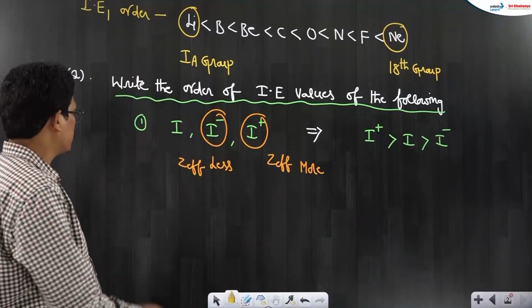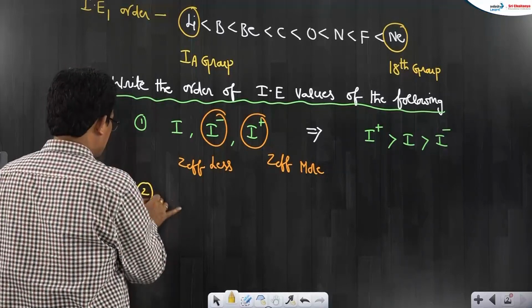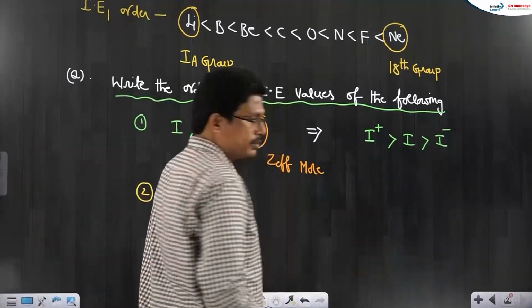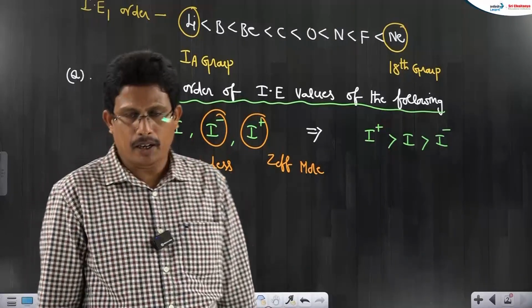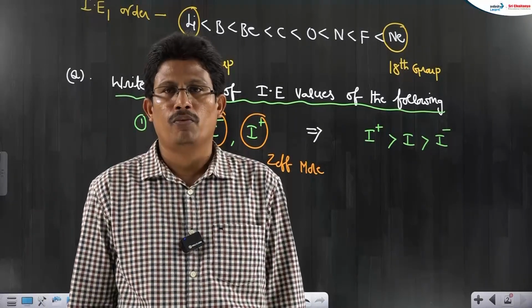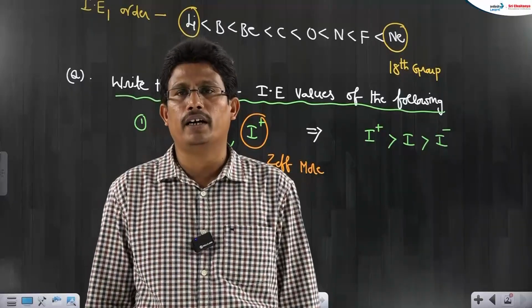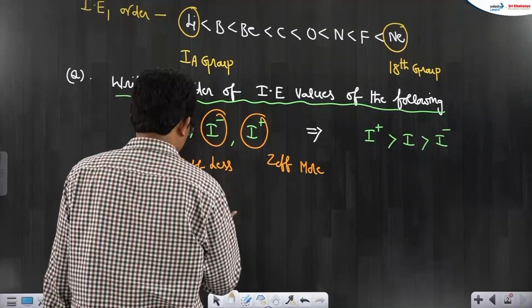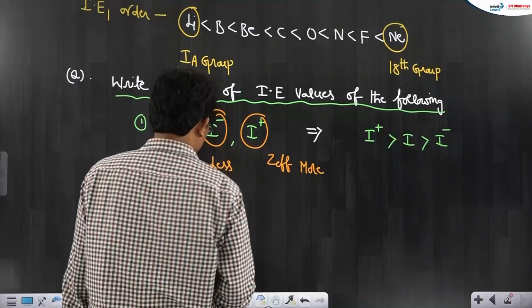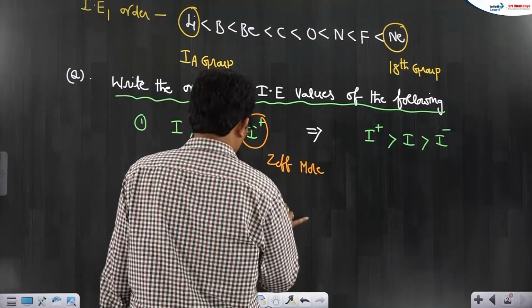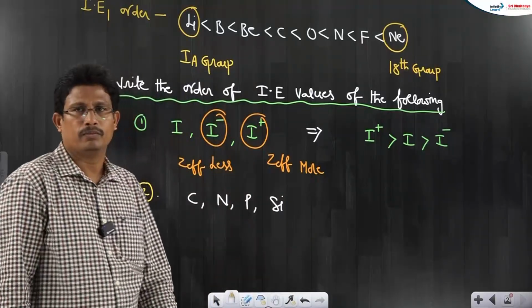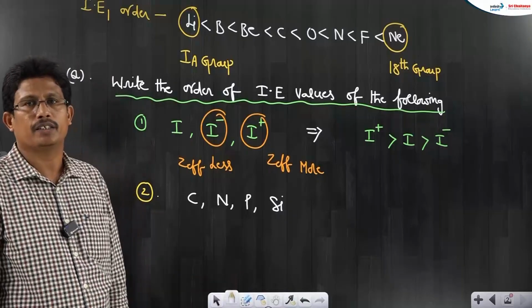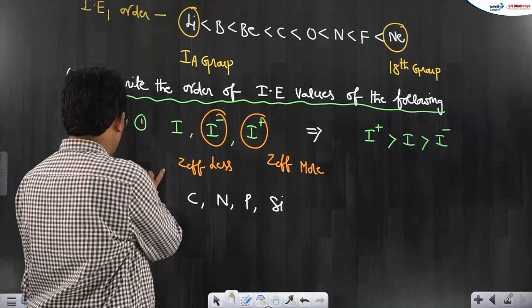Okay. Next here I am using the elements like carbon, nitrogen, phosphorus, silicon, second and third period elements. Carbon, nitrogen, phosphorus, silicon. Here 4 elements are given. How to write the correct order of their ionization energies? Very, very important model.